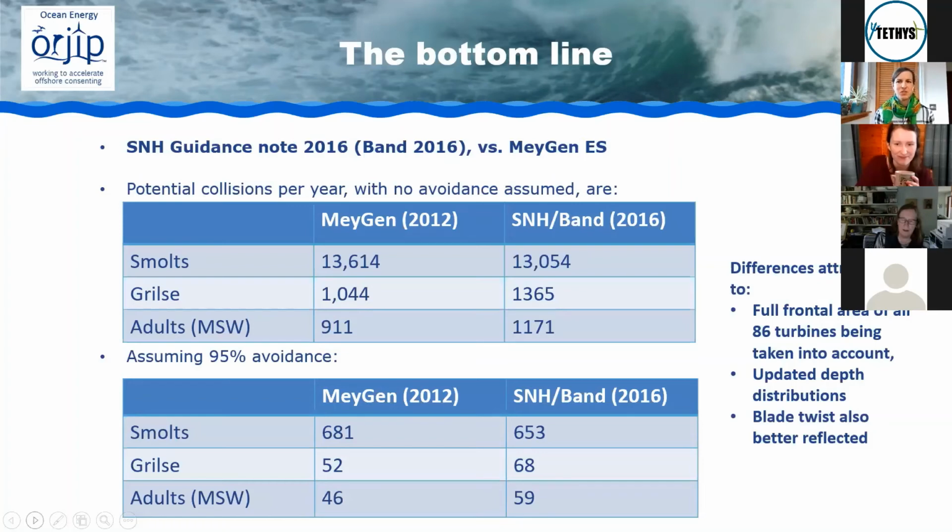However, it was noted in the SNH report that some of these differences could mainly be attributed to the full frontal area of all 86 turbines being taken into account in the SNH report, and updated depth distributions, noting that less salmon were potentially within the turbine at-risk area. And also that the modeling exercise incorporated a better reflection of how the turbine blades twisted, and that influenced the outcomes as well. So next slide, please.